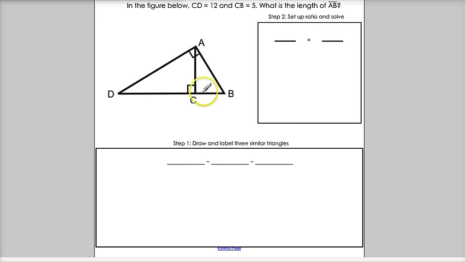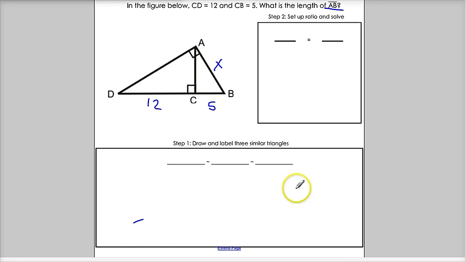In the figure below, CD is 12, CB is 5. What is the length of AB? All right, so if AB is what we're looking for, let's put our X there. Well, what do we got to do now to solve this? That's right, we got to draw our three triangles.